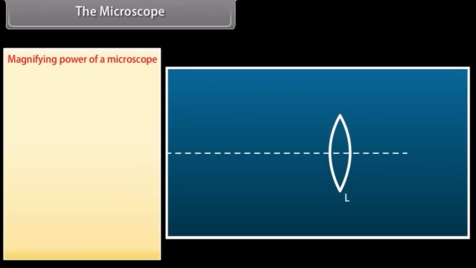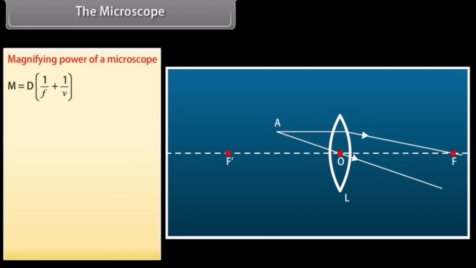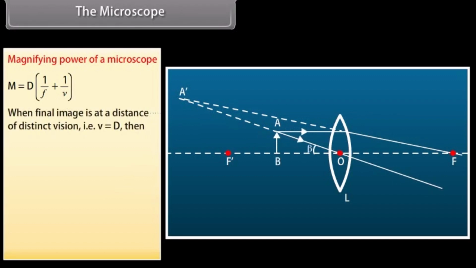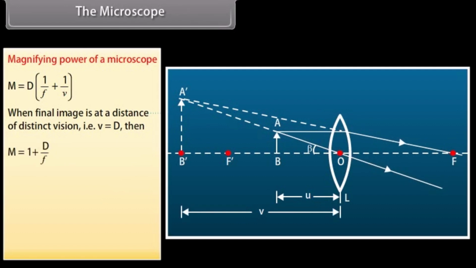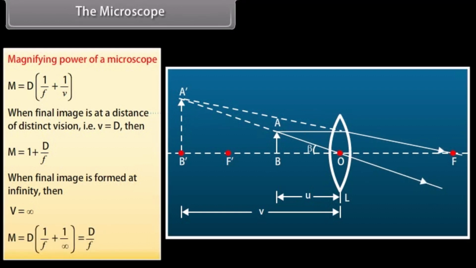Magnifying power of a microscope. M is equal to D into (1/F + 1/V). When final image is at a distance of distinct vision, that is V is equal to D, then M is equal to 1 plus D by F. When the final image is formed at infinity, then V is equal to infinity. M is equal to D into (1/F + 1/infinity), which is D by F.